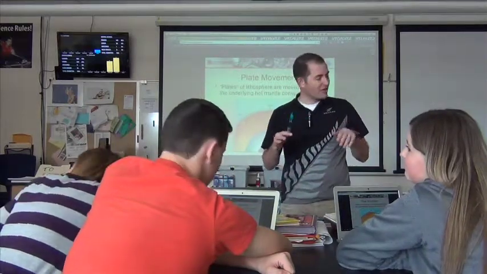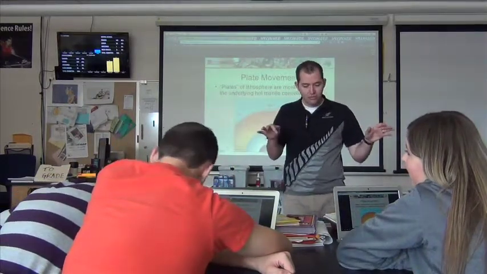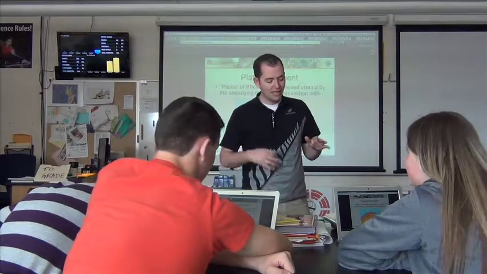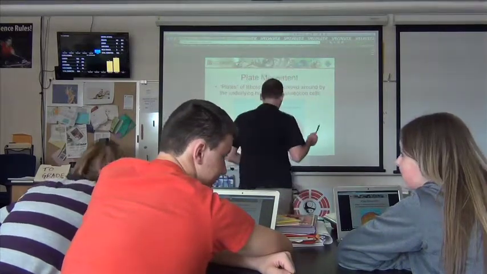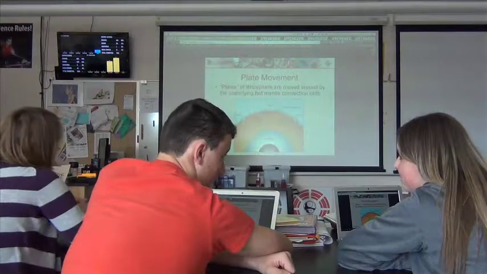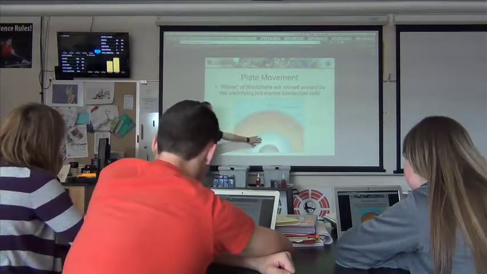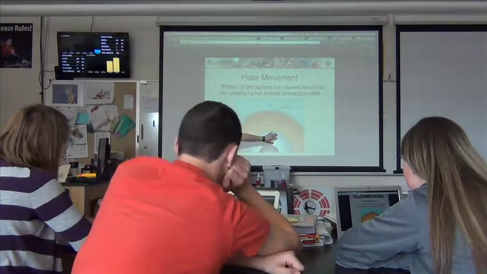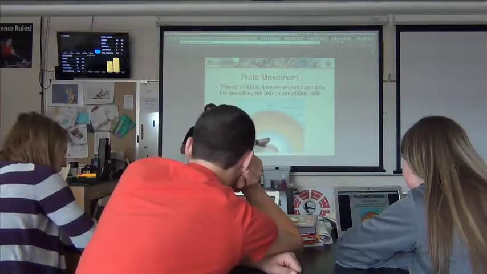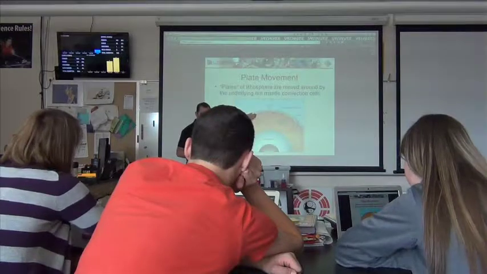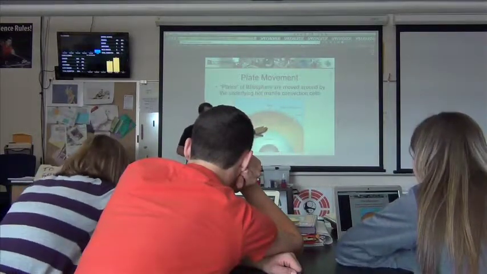So, the plates of our lithosphere are moved around by underlying hot mantle convection cycles. So everybody's eyes up here. You'll be asked to explain this in your own words in a minute. Okay? We know that the farther in the earth we go, the hotter it gets. So it's going to be hotter here than it is up here. Okay? And so our magma that's down here is heated up.